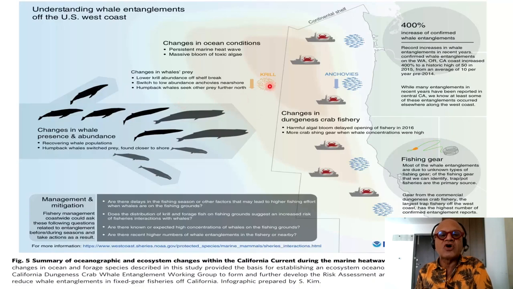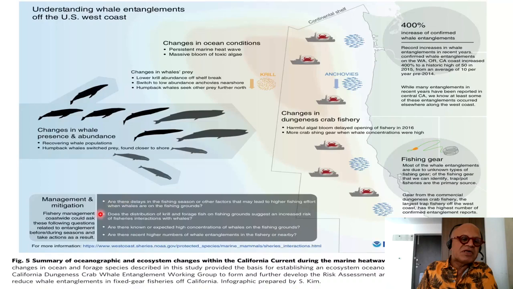So krill was gone because of the heat wave. Anchovies are there, so the whales go to eat whatever they can get. Humpback whales seek other prey further north, so there is also a change in their feeding grounds. Changes in whale presence and abundance, recovering whale populations. Humpback whales switched to prey found closer to the shore. So fisheries management didn't necessarily include all these things in their decision, neither did the fishermen.